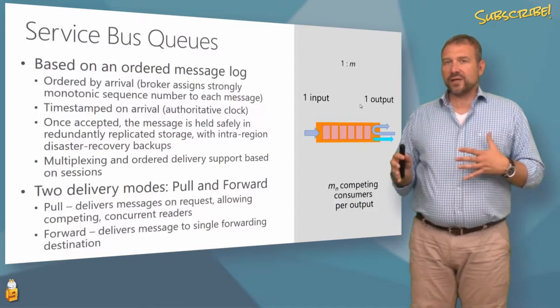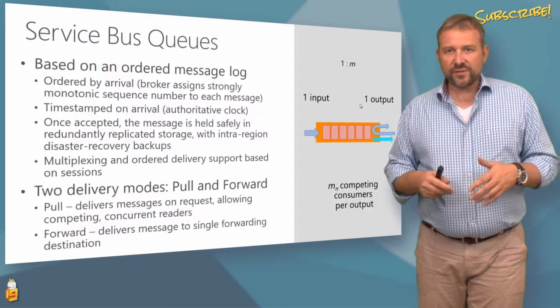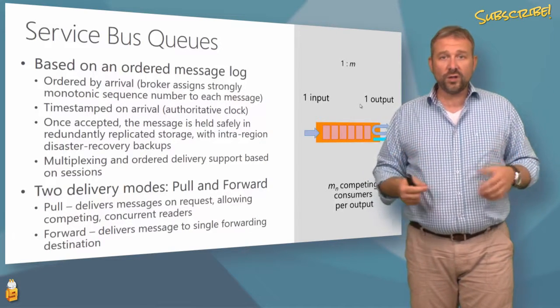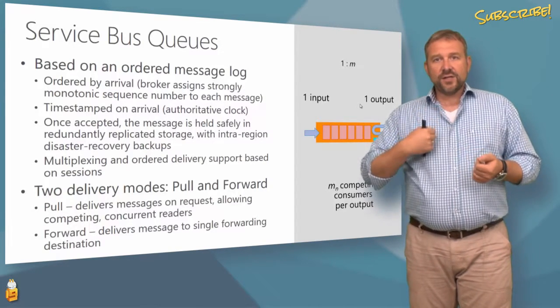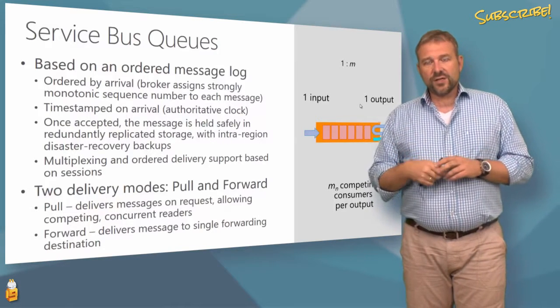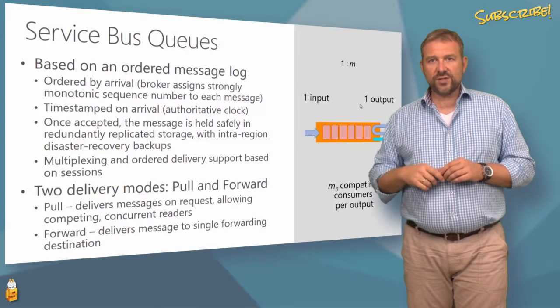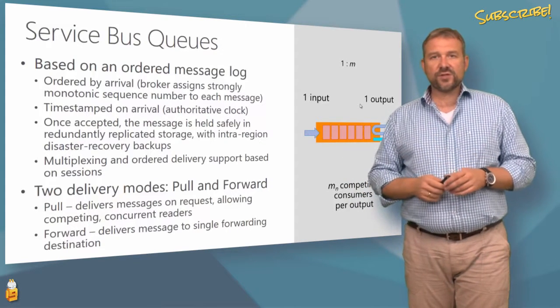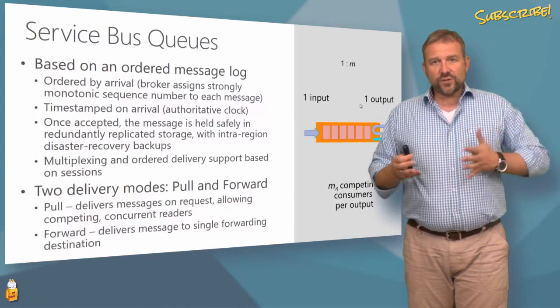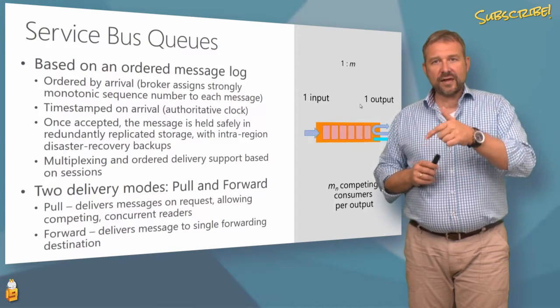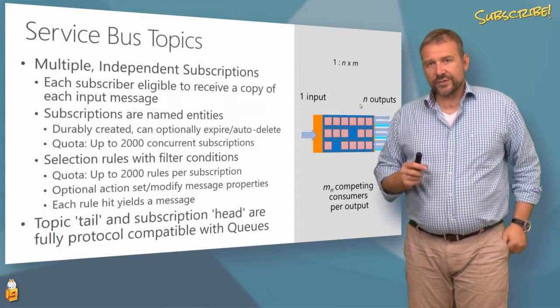There's really two fundamental modes of receiving messages from Service Bus queues. One is pull. So you use an API to receive messages from the queues. The other one is pushing and forwarding into other entities inside of the same Service Bus namespace that you can use for composition, which is very powerful, and I have a dedicated slide for that in a moment.